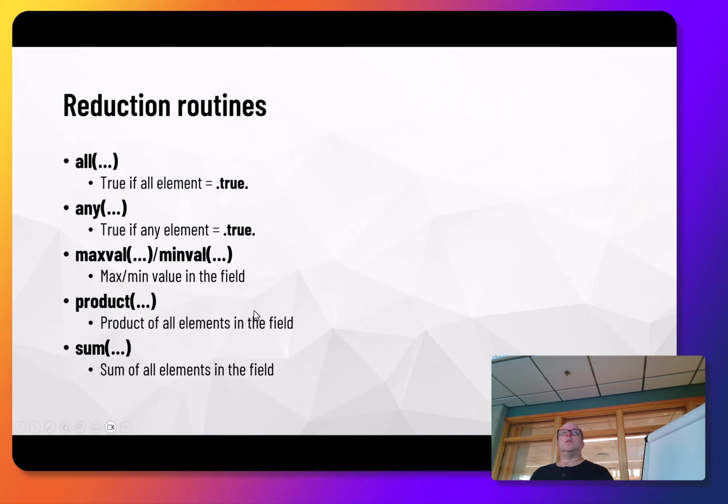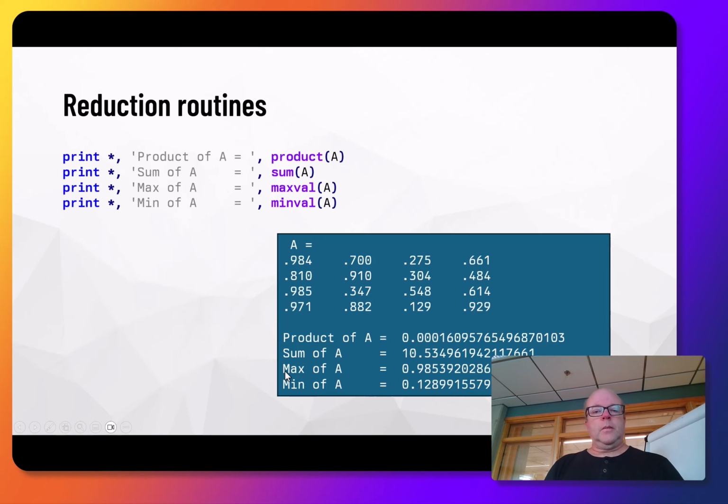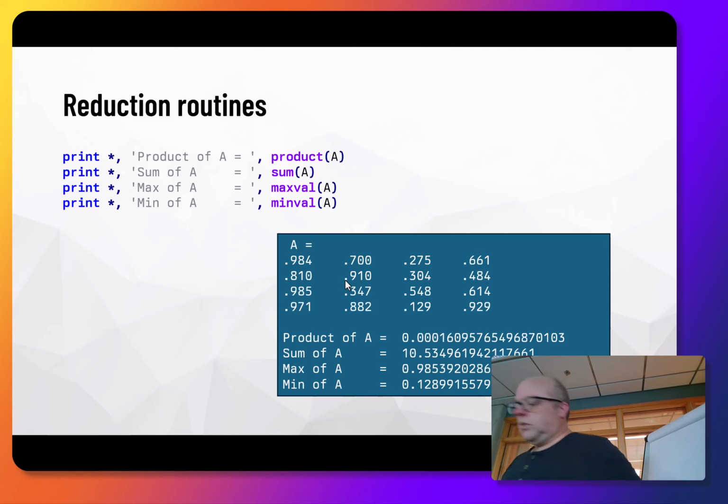There are also routines that you can call on arrays. For example, all returns true if all elements are true. Any, if any element is true. You can call maxval, minval on an array, and then it will calculate that. Product of all elements in the field, sum of all elements in the field. So you can see here that those all work on arrays, and you will get max and min values, the sum, and the product.